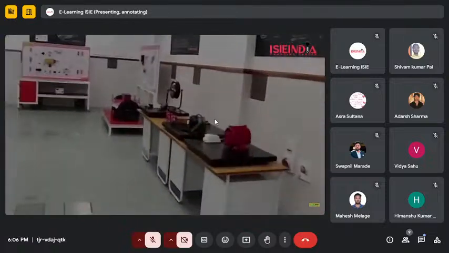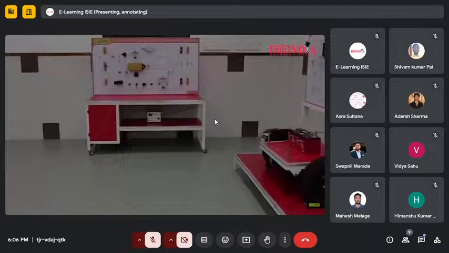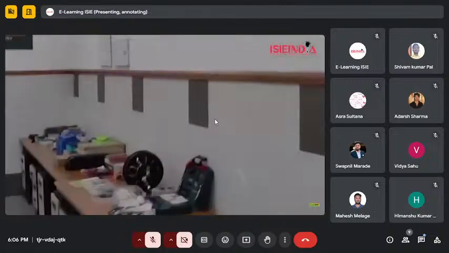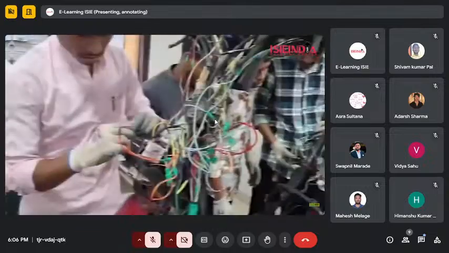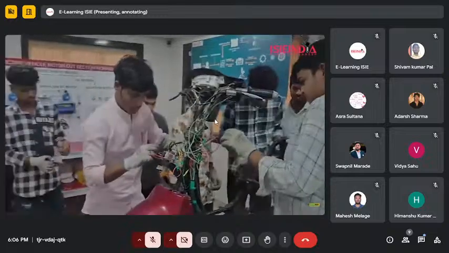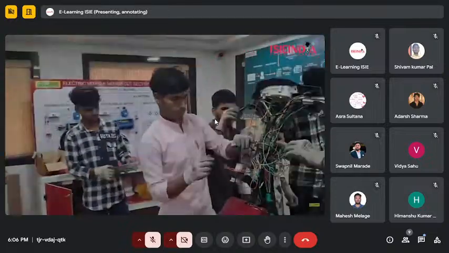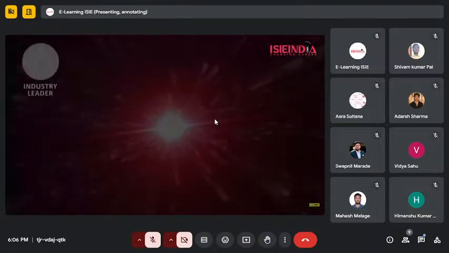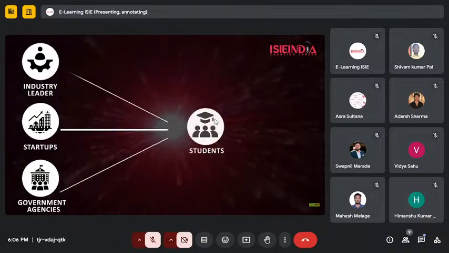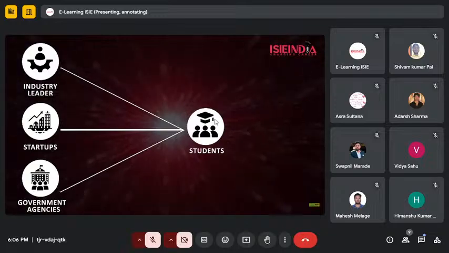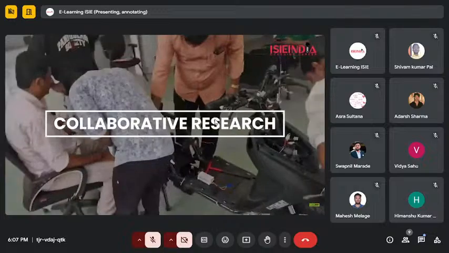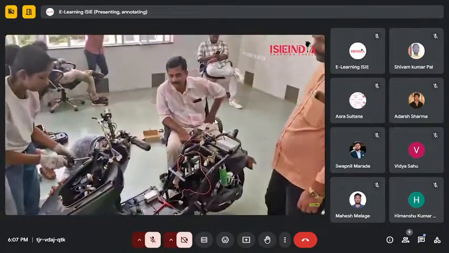From vehicle control systems and IoT integration to energy management and autonomous vehicle programming, our curriculum covers every aspect of the EV ecosystem. These multidisciplinary courses ensure students gain the skills needed to excel in this fast-evolving field. Through partnerships with industry leaders, startups, and government agencies, we connect students to cutting-edge projects and practical experiences. From internships to mentorship and collaborative research, our students gain direct exposure to the EV industry's dynamics.